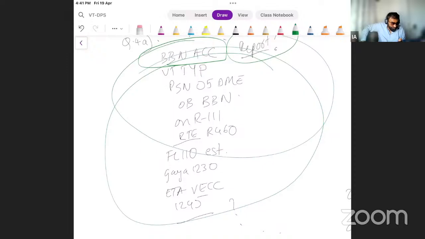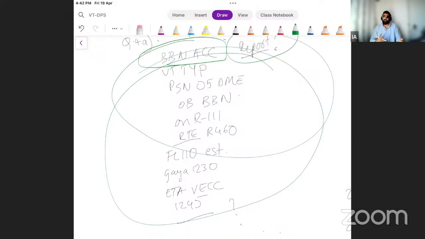Varanasi Control, and don't use commas and everything in your logs. Victor Tango Tango Yankee Papa, position 05 DME outbound Varanasi, radial 111, Romeo 460. Avoid writing route, flight level 110, estimating Gaya, ETA. What was this call about? See, again, logical awareness is less, situational awareness is less. At least mention position report.